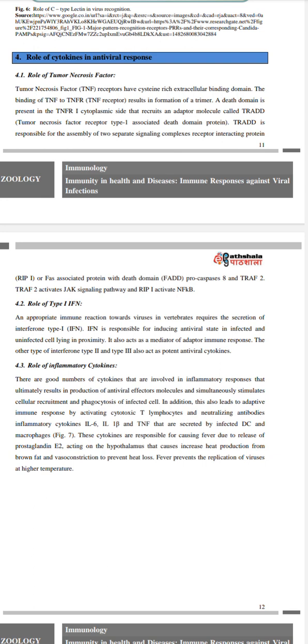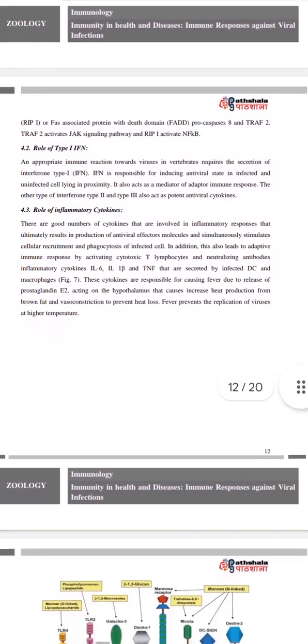Inflammatory cytokines IL-6, IL-1 beta, and TNF are secreted by infected DC and macrophages. These cytokines are responsible for causing fever due to release of prostaglandin E2 acting on the hypothalamus, which causes increased heat production from brown fat and vasoconstriction to prevent heat loss. Fever prevents the replication of virus at higher temperature.